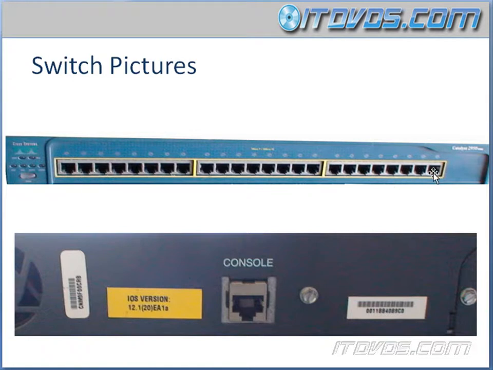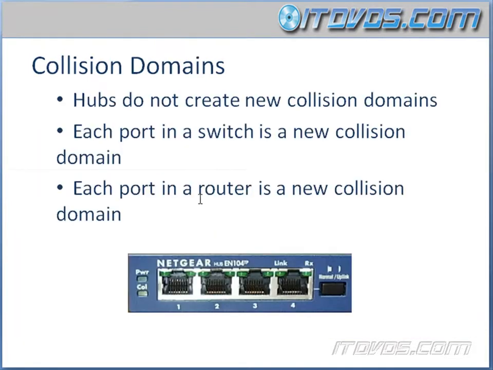Because of this, we could have all the ports filled up on this switch connected to many different computers, and we wouldn't have any collisions. All the hosts could actually transmit at the same time, and we still wouldn't have any collisions. So that's definitely not the case with a hub. We would have all sorts of collisions. It's also important to note that each port on our router is also a new collision domain. So it's not only switches and bridges that break up collision domains, it's routers as well.